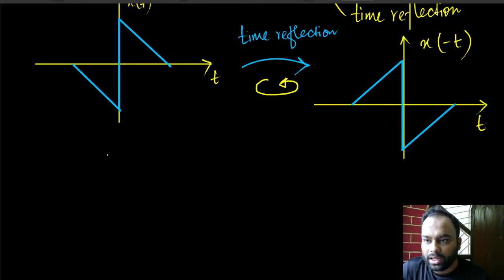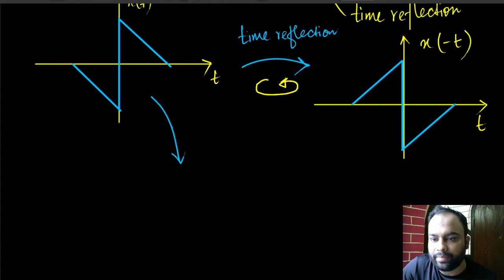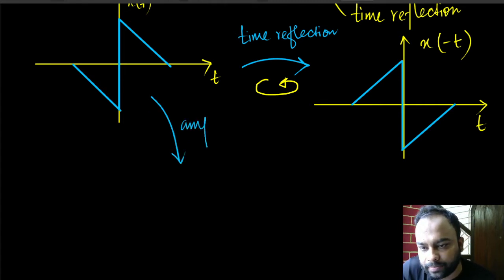Time flip. Now let's calculate minus x of t. How do I calculate minus x of t? By doing a vertical flip. So let's do that and let's see what we get. Now with this signal we are doing something called an amplitude reflection.